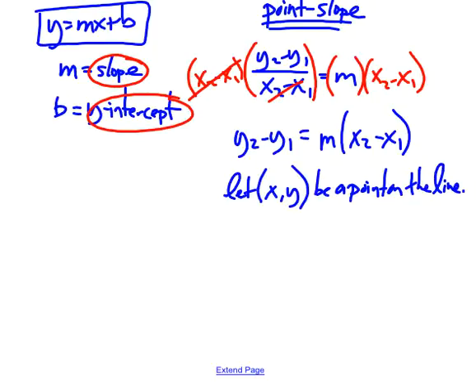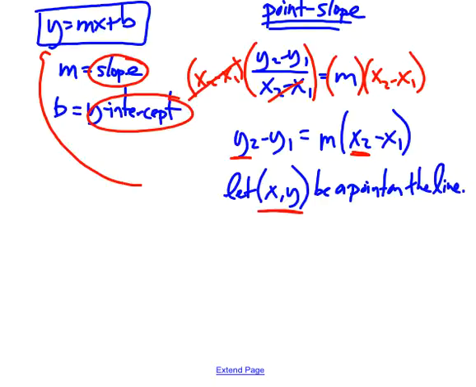Okay, so xy is going to be a point on the line. All we're going to do is replace y2 and x2 in this equation with generic values x and y, just like we have over here with the slope-intercept form, where we have a generic x and y. Those will stay as part of the equation. We want that same thing to happen here for point-slope form.